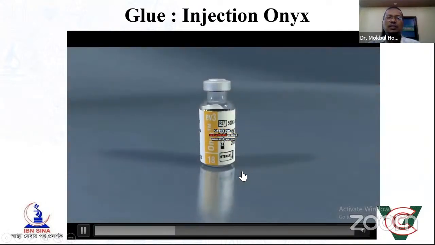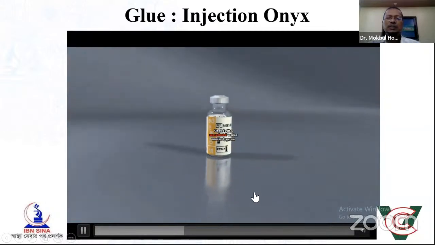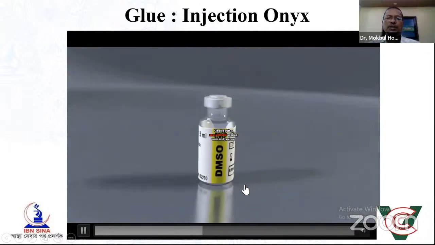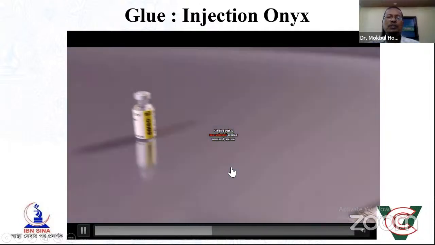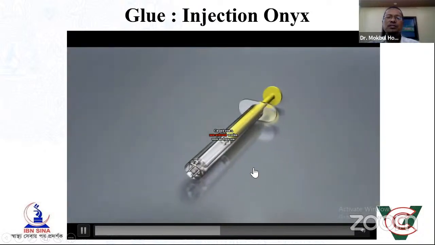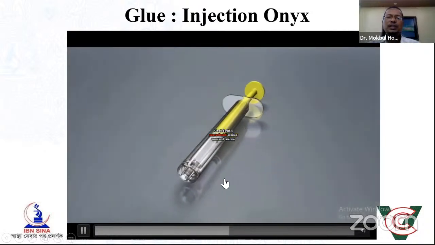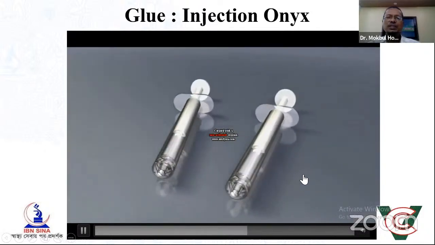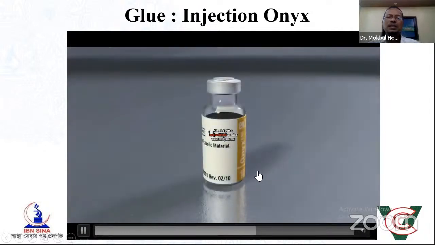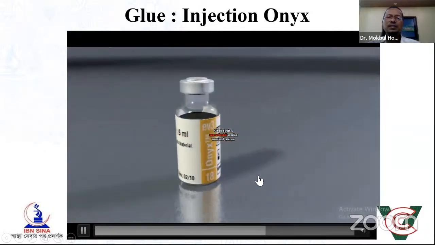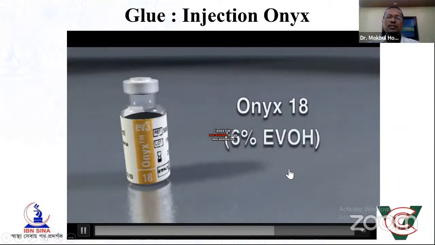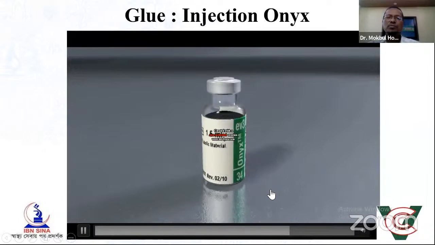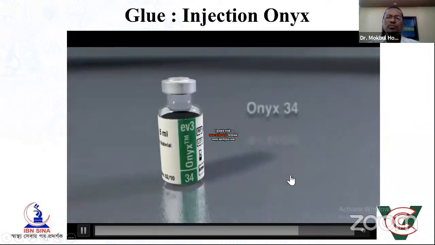The Onyx liquid embolic system consists of a 1.5 milliliter vial of Onyx, a 1.5 milliliter vial of DMSO, one yellow 1 milliliter DMSO delivery syringe, and two white 1 milliliter Onyx delivery syringes. Onyx is available in two product formulations: Onyx 18, 6% EVOH, and Onyx 34, 8% EVOH.